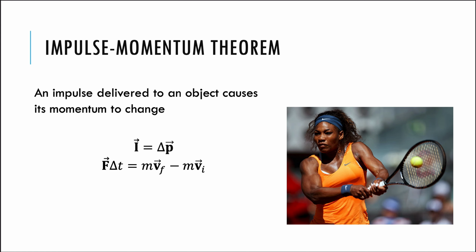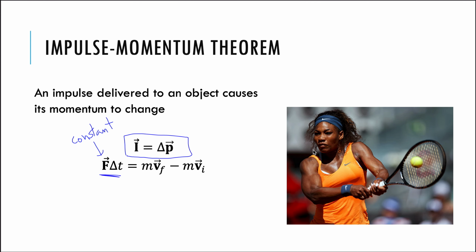Let's put it all together. The impulse momentum theorem. That is what we saw in the previous couple of slides, that an impulse delivered to an object causes its momentum to change. It came from looking at Newton's second law. We often rewrite the impulse momentum theorem as our force times time, and we're assuming that this is a constant force here, or it's the average force, is equal to mvf minus mvi.